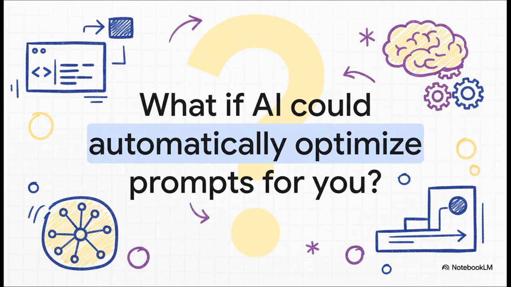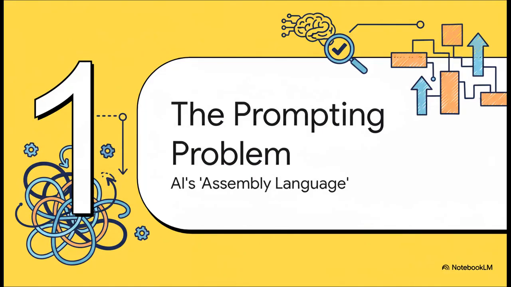So let me just start with this question. What if, instead of you spending hours, maybe even days, painfully handcrafting the perfect prompt, the AI could just do that for you? Imagine you just describe your goal, and the system itself figures out the absolute best way to ask the language model to get it done. That's the big promise here. That's DSPy. But to really get why that's such a big deal, we've got to talk about the problem.